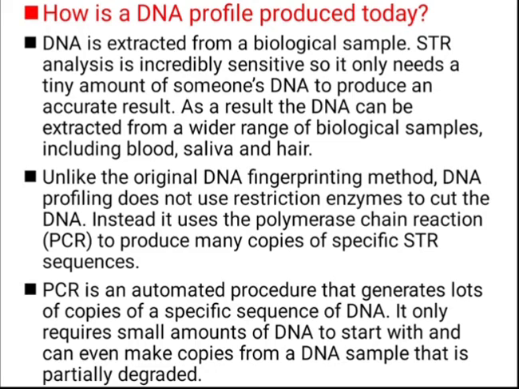And PCR is an automated procedure that generates lots of copies of the sequences of the DNA, and it only requires a small amount of DNA to start with and can even make copies from a DNA sample that is partially degraded. As we know, as time goes on, DNA will decrease or decompose, so its activity will be decreased. So this is intensity versus time, in which the intensity is lowered.